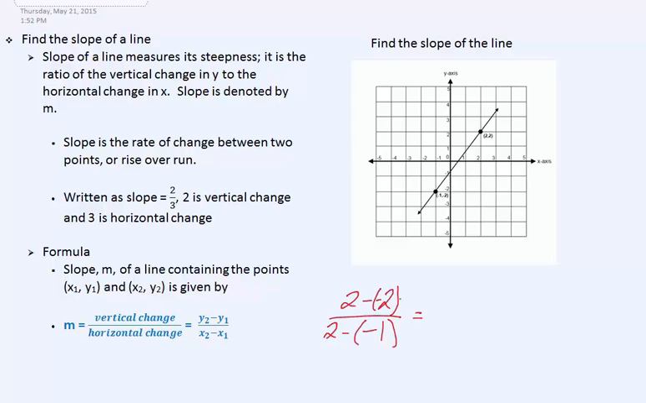So if we were to simplify this, we would get 4 over 3 as our slope. So our slope would be 4 over 3. And we can check this by going to our line, and if we move 4 units in the vertical direction, and then 3 units in the horizontal direction, we know that our slope must be 4 over 3.